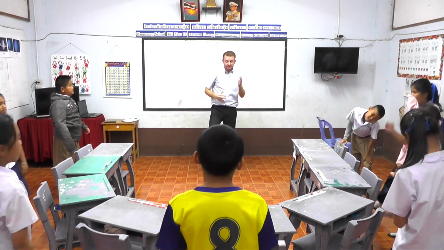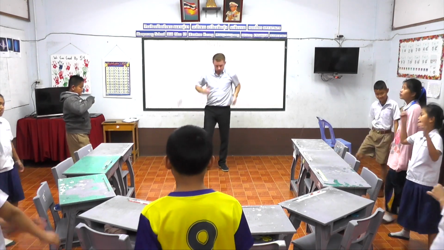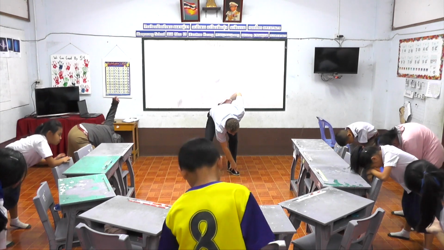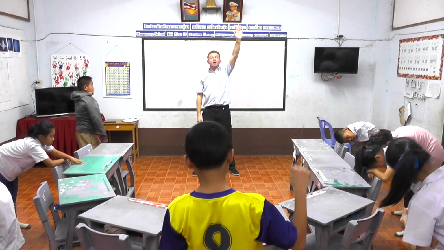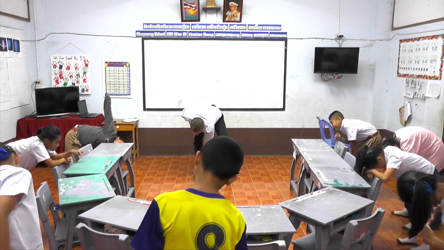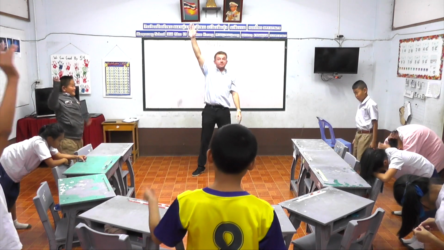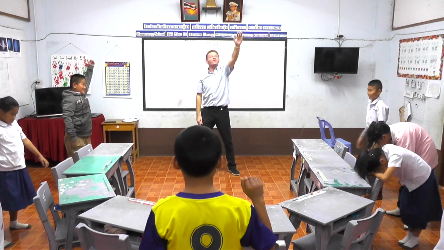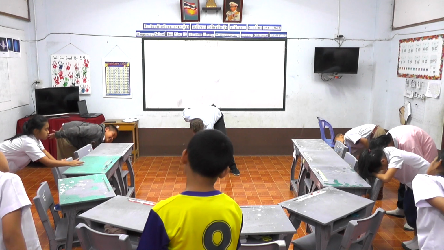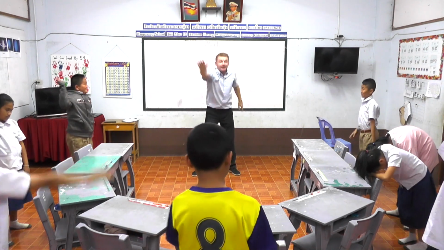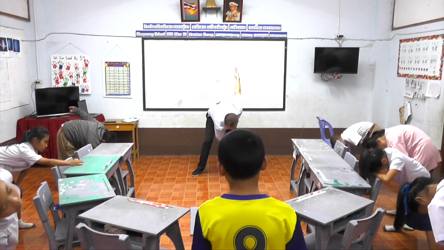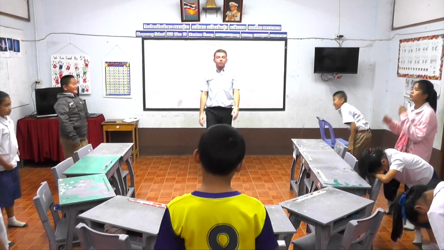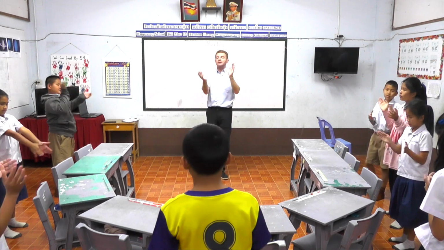Now have a shake. Arms and legs, shake it out again. Have a nice shake out, arms and legs. And then we can take our right hand and find our left foot. Then left hand, right foot. Right hand, left foot. Left hand, right foot. Right hand, left foot. Left hand, right foot. Excellent, guys. And to finish, we will do 5 claps. 1, 2, 3, 4, 5.